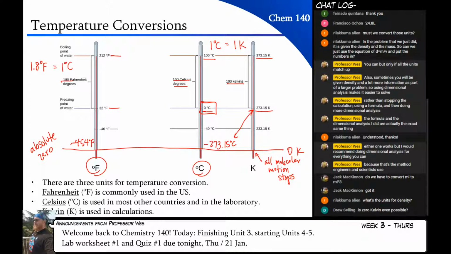Now that's a good question. Is 0 Kelvin even possible? So if 0 Kelvin represents all of my molecules being stationary, completely still, I would have to isolate them from the rest of the universe.